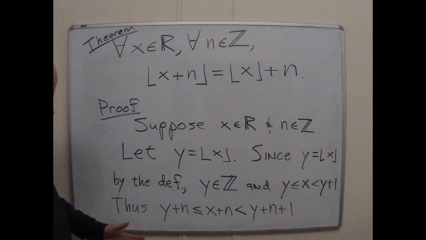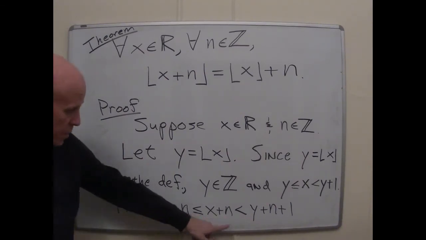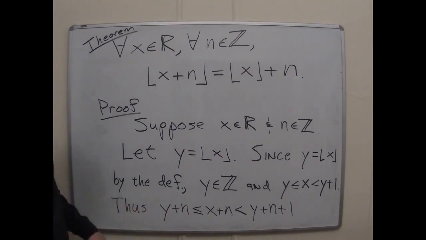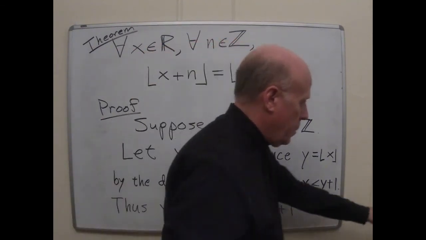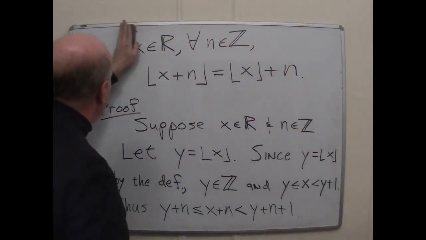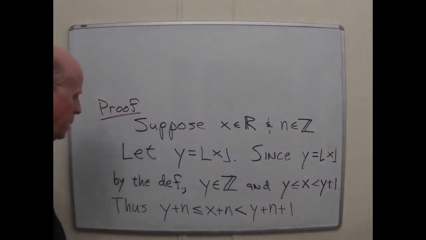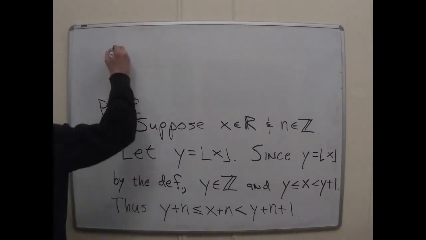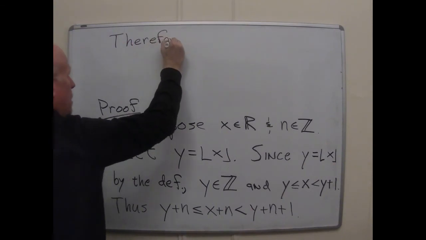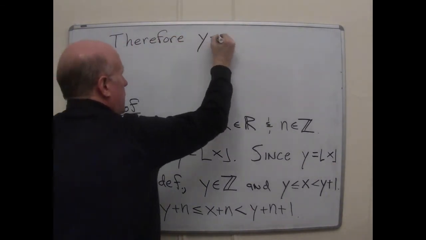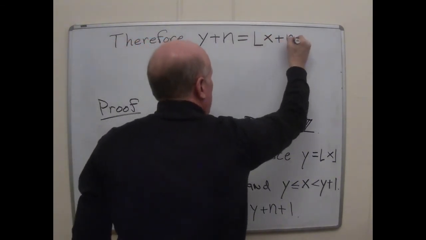So why is that good? This here is the definition of what it means for the floor of x plus n to be this number, the one on the left, y plus n. All right, so maybe I'll only do a half erasure job here because I think we can get to the end of the proof with only leaving the rest of it on the board. So, therefore, y plus n is equal to the floor of x plus n.